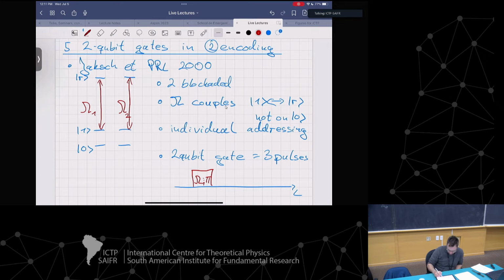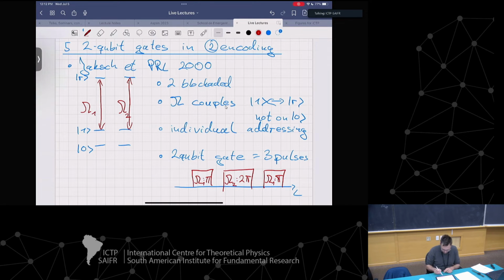Then I do an omega 2 pulse. And what I do is a 2 pi pulse. So this is exactly the time it takes to go from the ground state through the Rydberg state back to the ground state. It seems a little bit weird at first. It seems like nothing happened, but we will see something did happen. And then in the end, we do another pi pulse on the first atom.